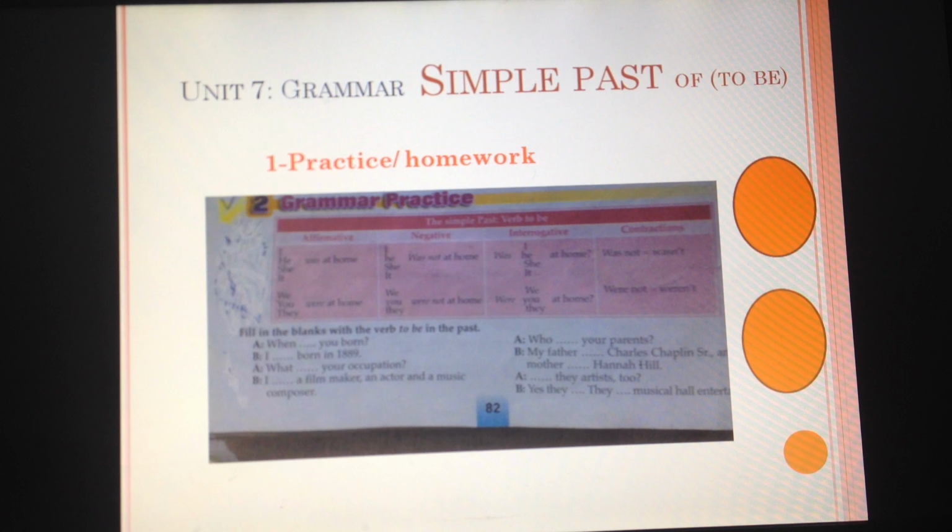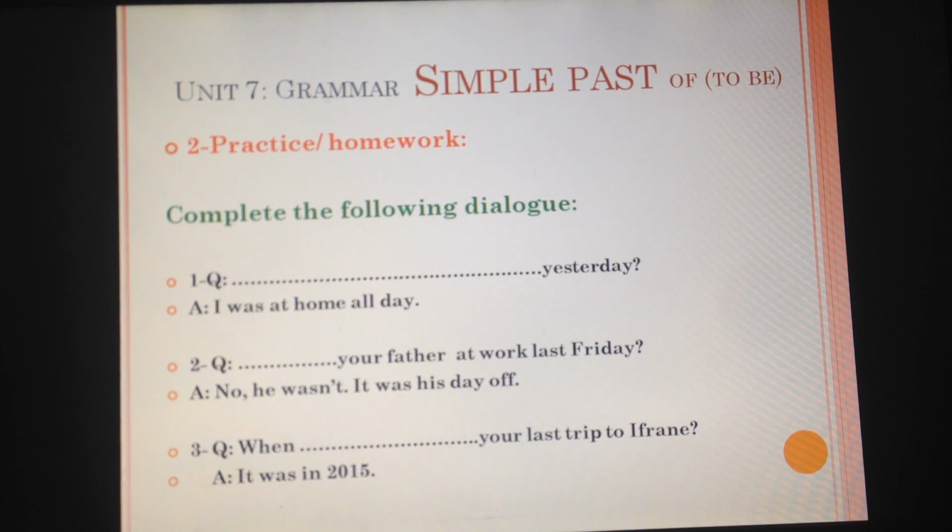Before you move on to practice, you can review the video as many times as you want until you understand, you grasp the lesson, and then you start the homework. For the first practice, go back to your textbooks, page 82, and read the examples we have here. The first exercise is fill in the blanks with the verb to be in the past. The second exercise is complete the following dialogue. You have a question and answer. You have 3 questions here.